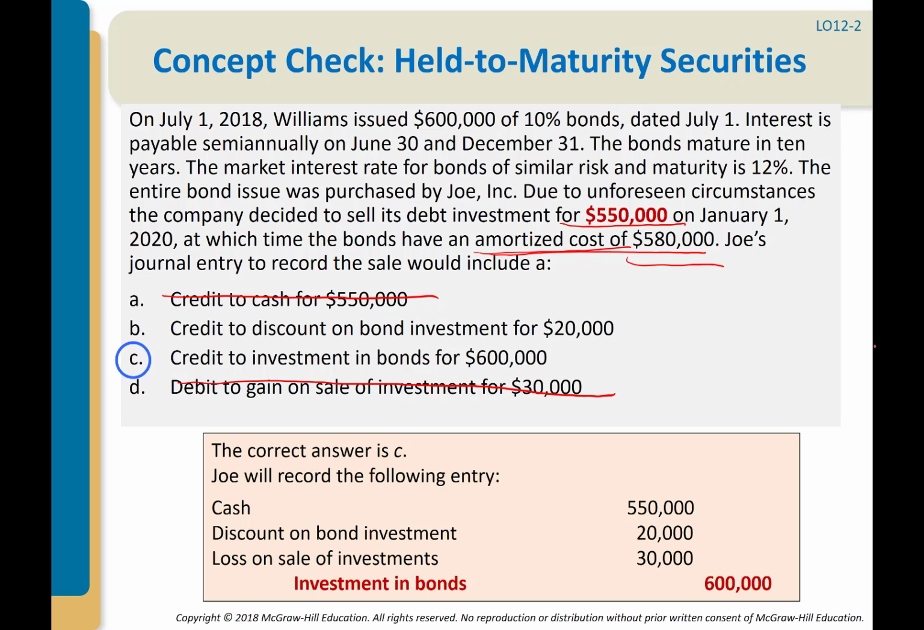We're going to debit the cash. We're going to debit the discount for 20,000. I guess I should have been able to figure out the discount, since it had an amortized cost of 580, but it's not going to debit the discount. It's going to do what? Credit the discount to get rid of it, right? And then what? Loss on sale. It's a loss, not a gain, but we do have to credit the investment in bonds for 600,000, right? Okay. We debit the discount to get rid of it, not credit it. Okay.